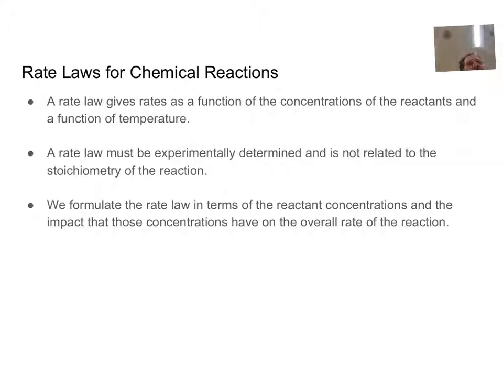So today we talked about rate laws for chemical reactions and how to develop them. A rate law is designed to give the rate as a function of the concentrations of the reactants at a very specific temperature. Rate laws can be experimentally determined and are not related to any stoichiometry or a balanced chemical equation, and I'm going to show you how to work through some of that today.